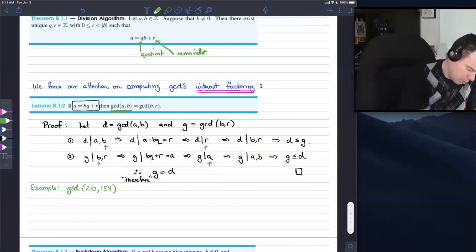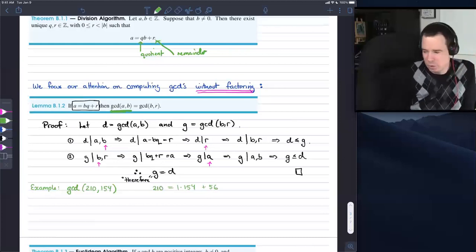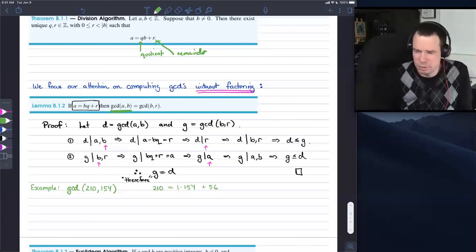The first thing I'm going to do is the division with remainder. 154 goes into 210, how many times? Well, it goes in there once. So that's our Q, with a remainder of 56. So that's our division algorithm applied to the two numbers, 210 and 154.